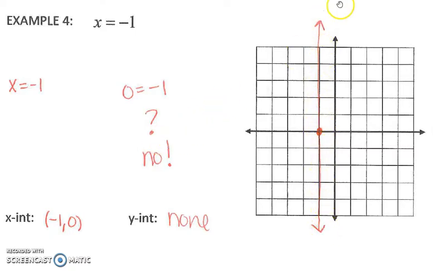And what kind of slope is this? This is an undefined slope. So a vertical line has an undefined slope. So that's how you draw this. So please use a ruler and draw a vertical line through negative 1.